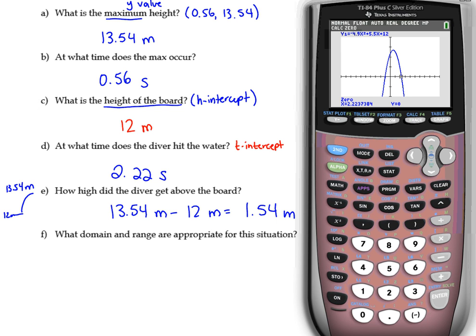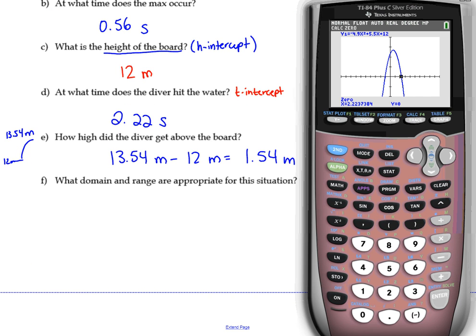Okay, so let's talk about the domain for this situation. If it was just the graph and there was no context, it wasn't about a diver, it would be x ∈ ℝ. But this time, the domain has to do with a context. So if we think of our x values, they are actually what variable? Height or time? Time. So time exists between what two values? 0 and when?